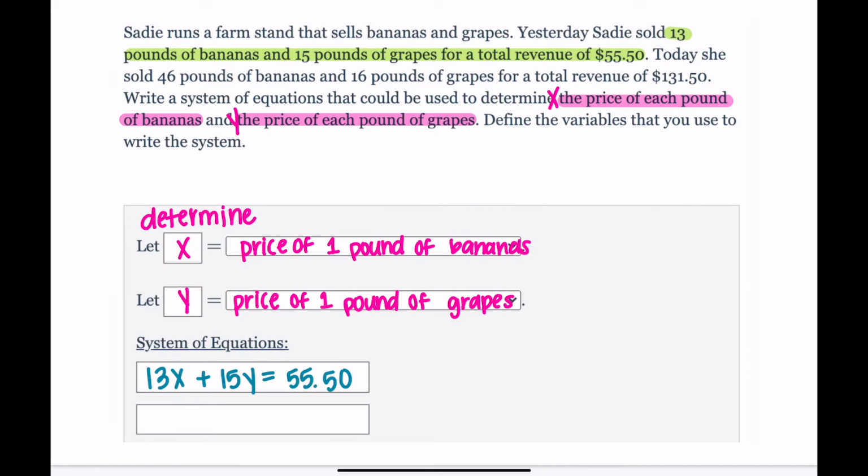Okay, next, we see that today she sold 46 pounds of bananas and 16 pounds of grapes for $131.50. So 46 times the cost of 1 pound of bananas plus 16 times the cost for each pound of grapes was a total of $131.50.